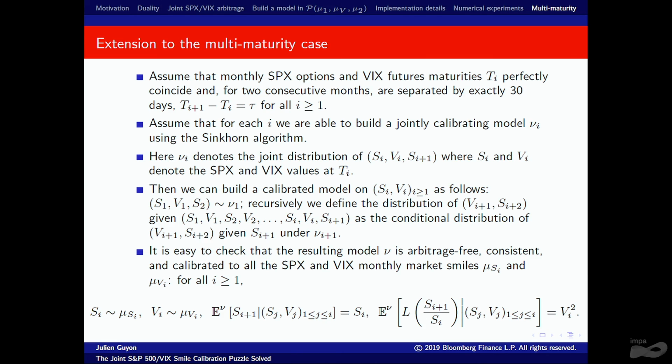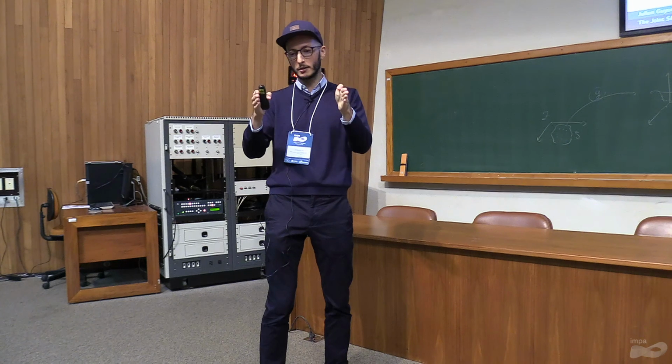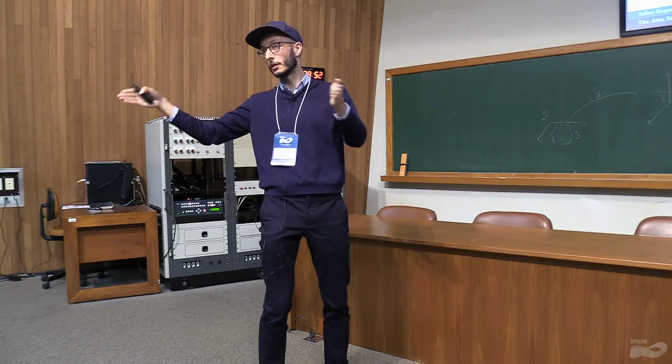And if you want to, of course, extend to the multi-maturity case, if you ignore this overlap issue, it's actually very easy. You just glue models between Ti and Ti plus 1, Ti plus 1 and Ti plus 2, and it works perfectly.